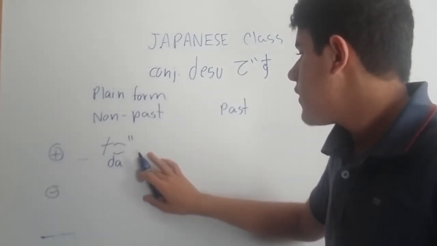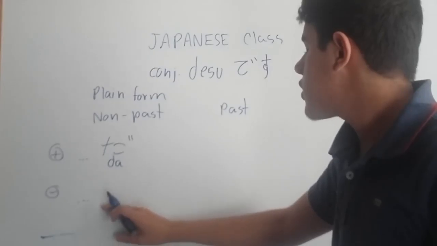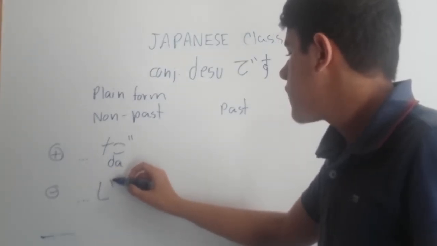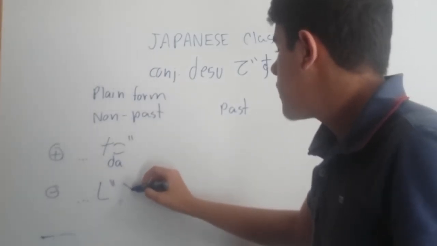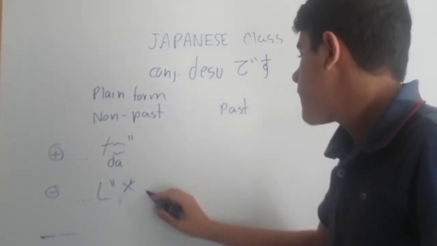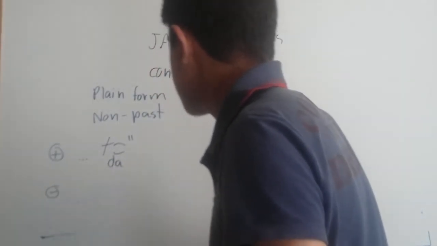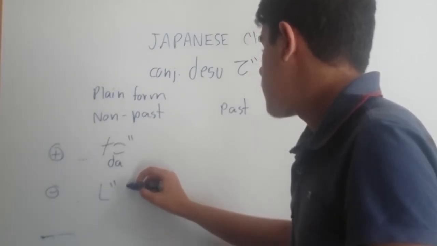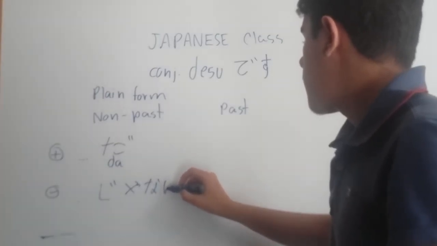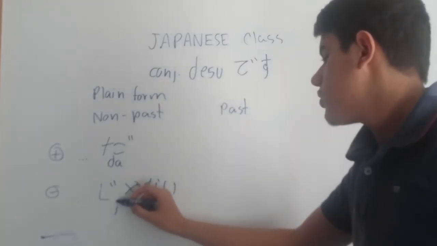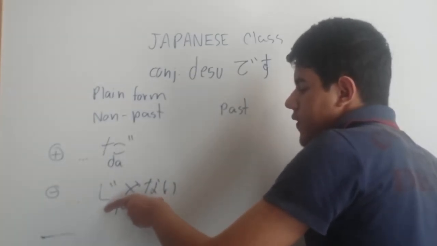And the negative part is ja nai, right? You put something here, the word that you want to put, and you put the conjugation ja nai. It will be like this. Ja nai. So you put the word that you want here, and you write like this, ja nai, right?